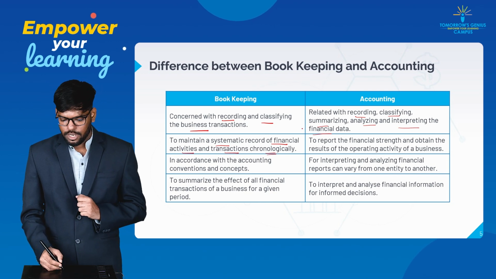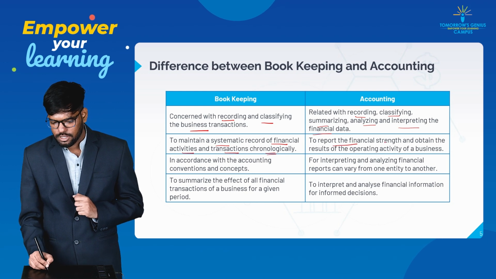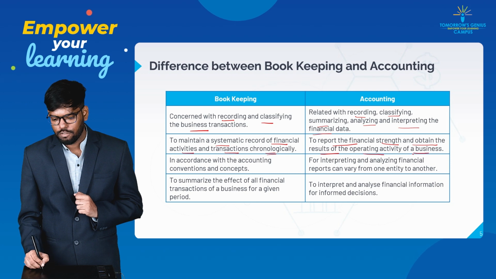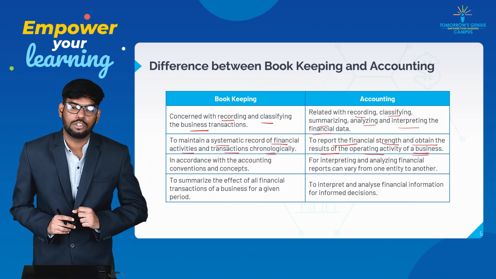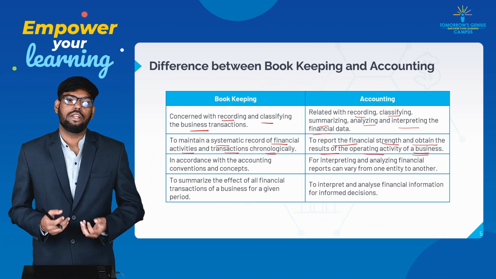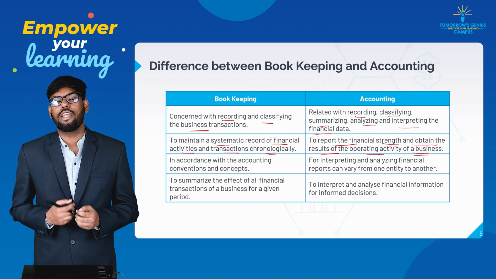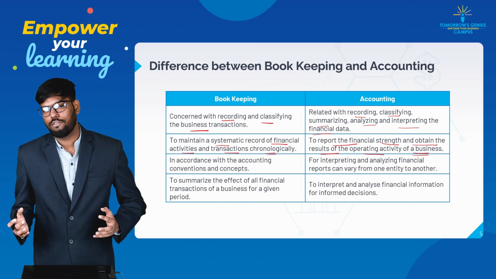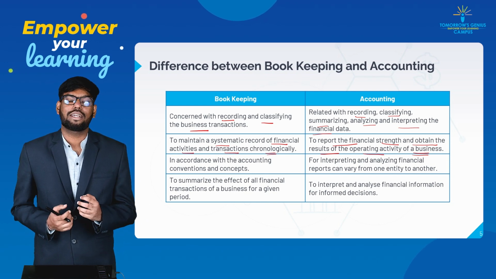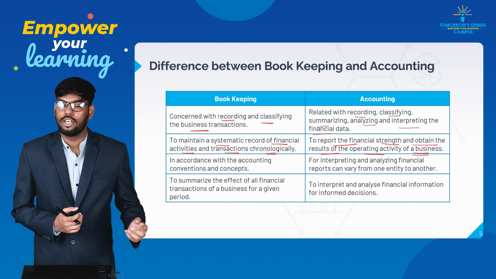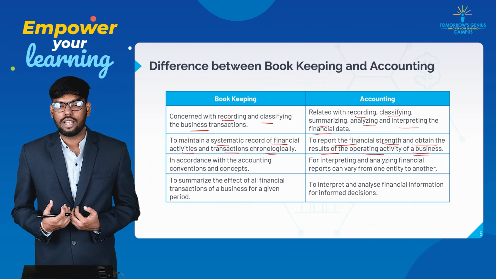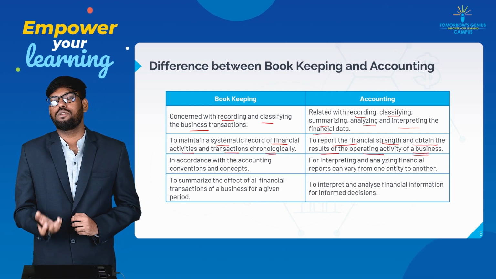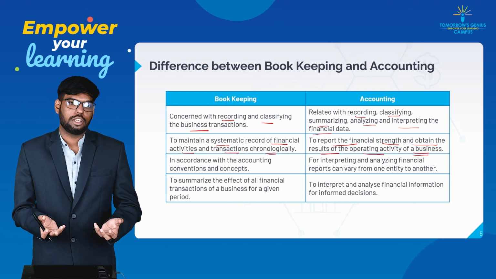So what is accounting now? It is the report of financial strength, obtaining the results of the operating activity of the business. So what does it mean? What is the operating activity of the business? Operating activity is nothing but the day-to-day business operations, right? Whether those operations are conducted by the business or the owner smoothly or not, that we have to understand. That shopkeeper uncle, whether he is efficiently handling his business or not, we have to give the answer for that.